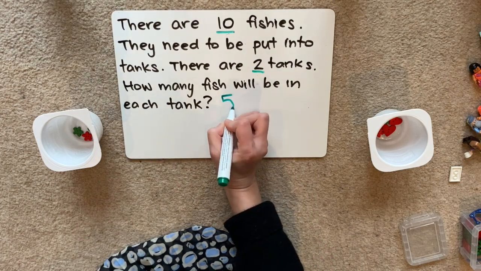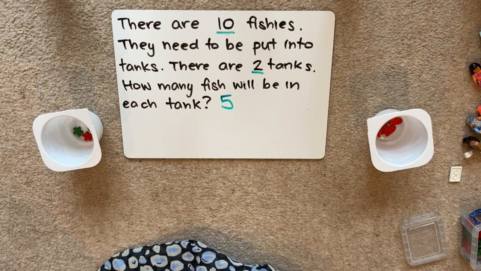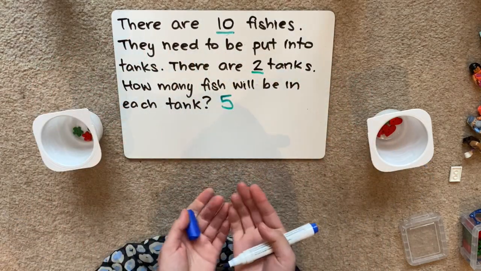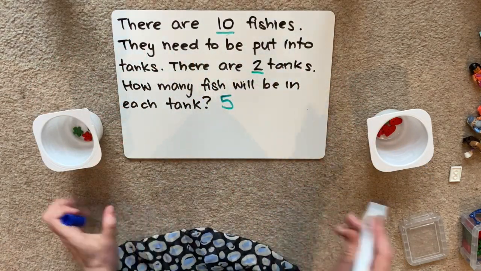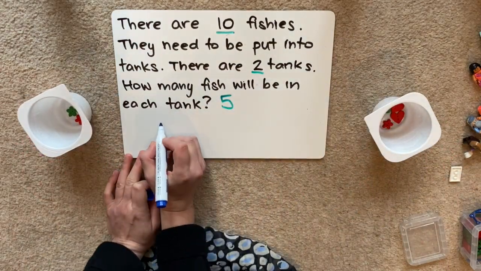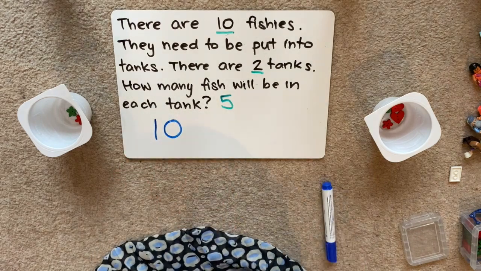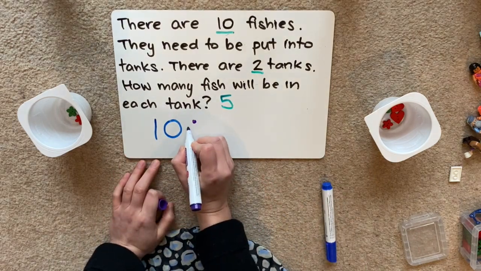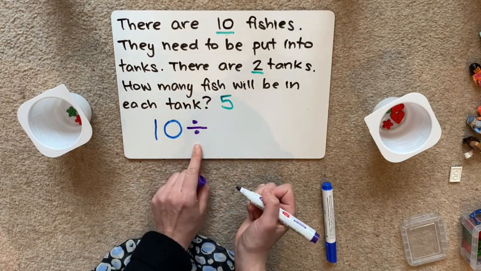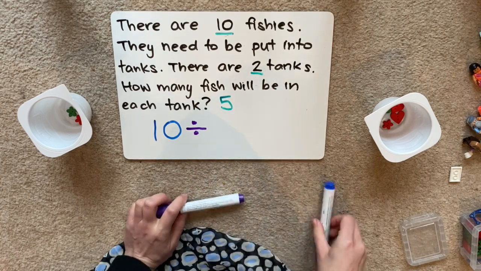5. But how can we write this as a number sentence? With dividing, we start with our all together number, our whole number. So all together, we started with 10. So our number sentence is going to be 10 shared between, or you can say divided by. There's 2 ways of saying it, shared between or divided by. We shared it between 2.